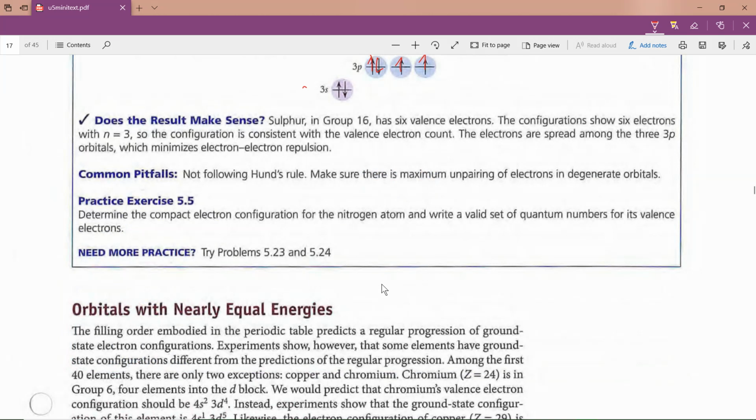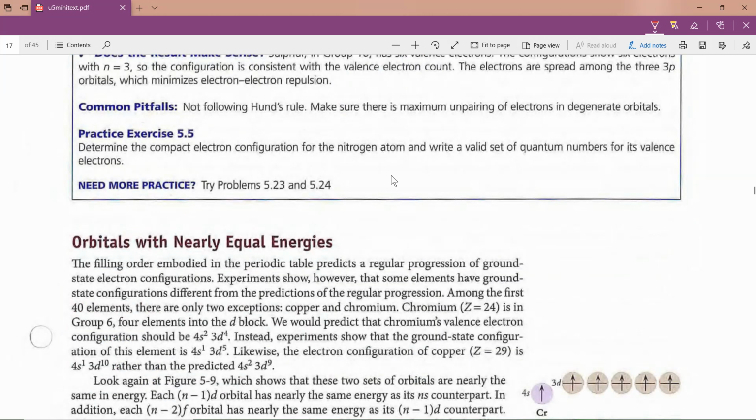Here we have nitrogen, we got 7 electrons. So let's use the orbital box diagrams. You got 1s, 2s, and then 2p. So 1, 2, 3, 4, 5, 6, 7. So there are the 7 electrons.